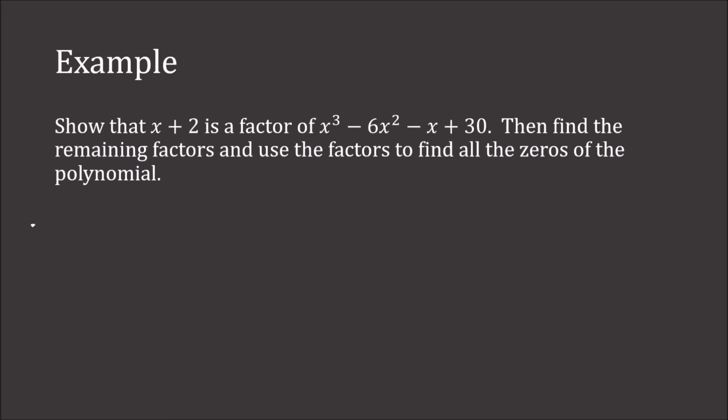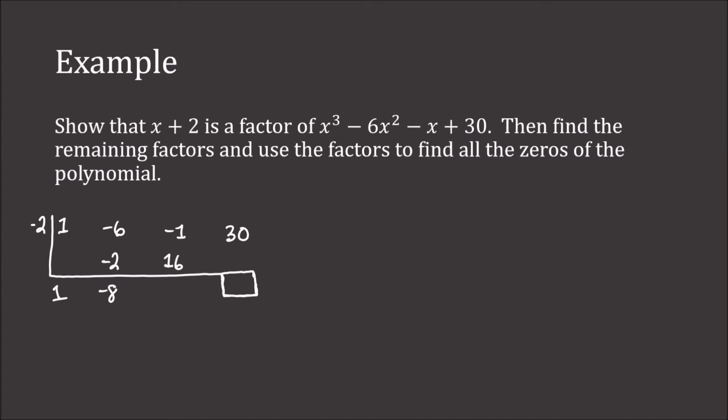So we have negative 2, 1, negative 6, negative 1, and 30. Carry down the 1, times negative 2 is negative 2, minus 6 is negative 8, times negative 2 is positive 16, minus 1 is 15, times negative 2 is negative 30, plus 30 is 0.